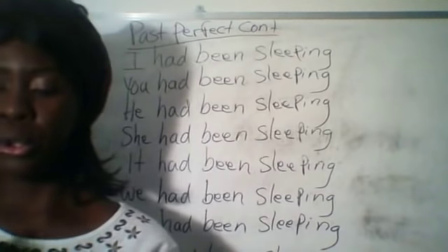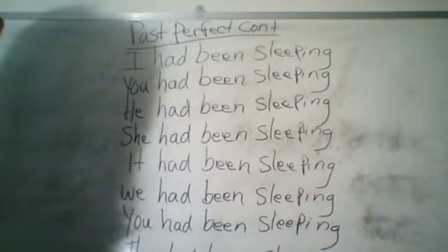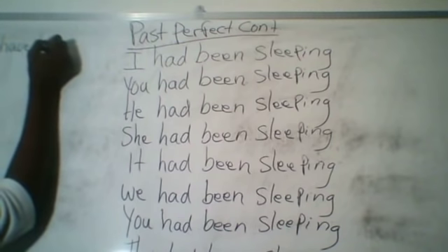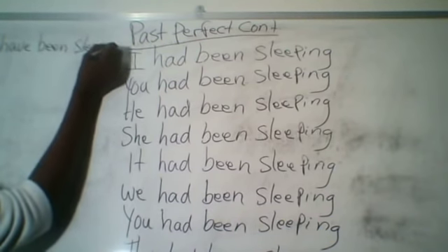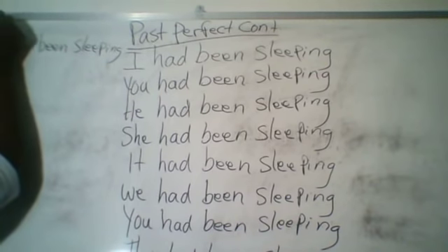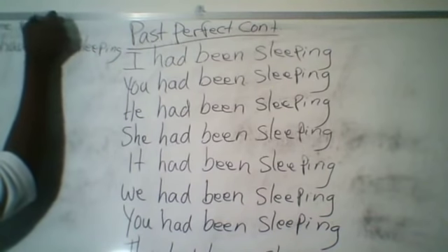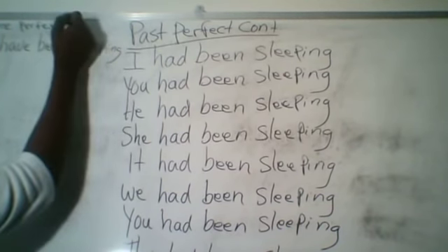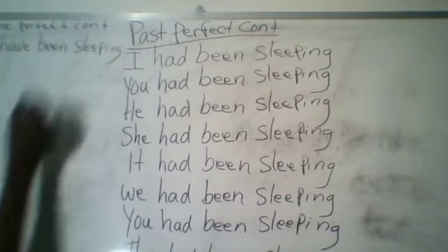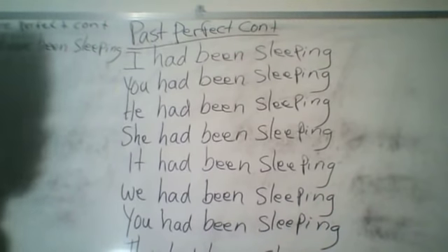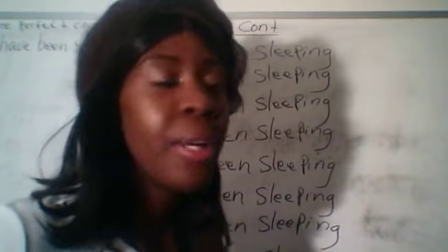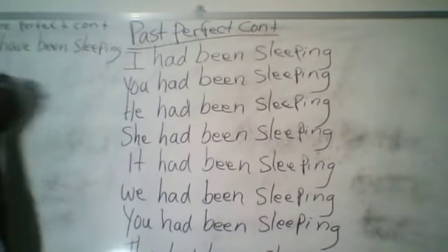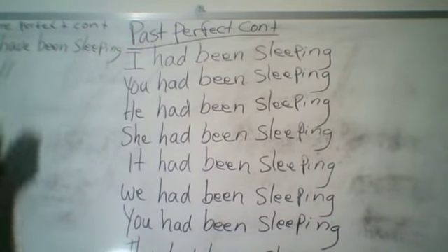Okay, now we're gonna do future perfect. I will have been sleeping. Future perfect continuous. Future, I will. Perfect, have been, continuous, sleeping. Very easy. I will have been sleeping. You will. Let me turn it so you can see.